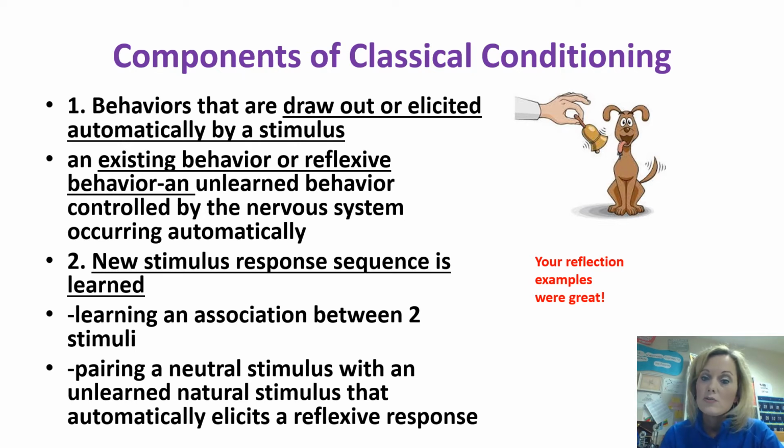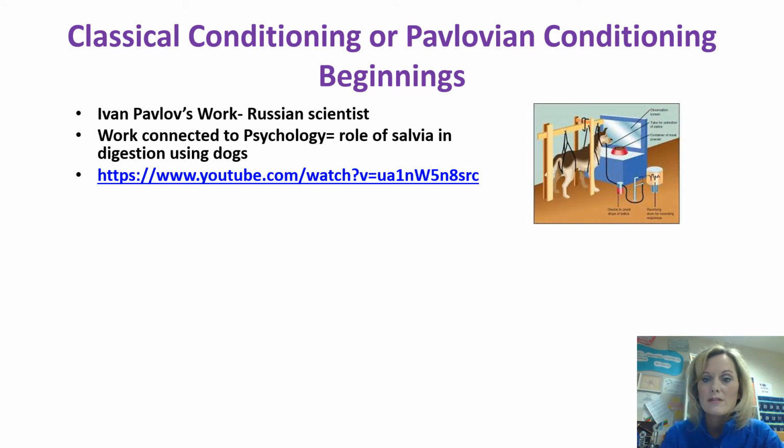And so we're pairing a neutral stimulus, the bell, something that wouldn't normally cause somebody to salivate, and then we are pairing that with an unlearned natural stimulus of the food, and then we're putting those together to get that same response. Okay, so we're going to go over these as well.